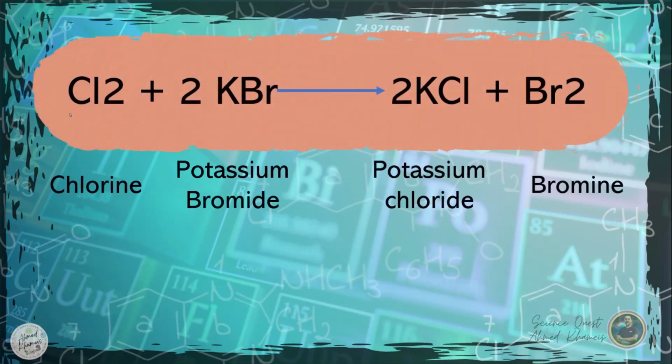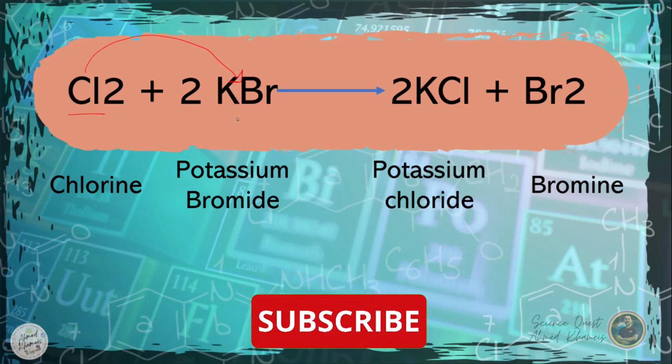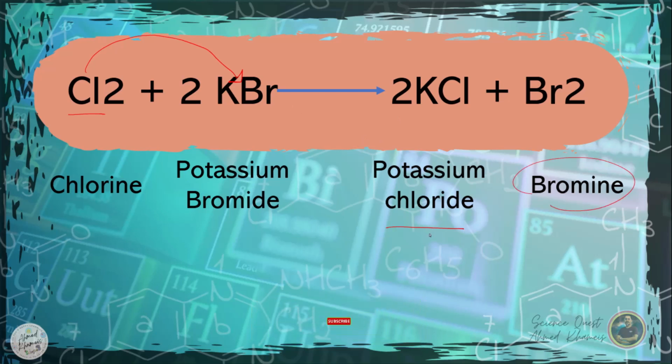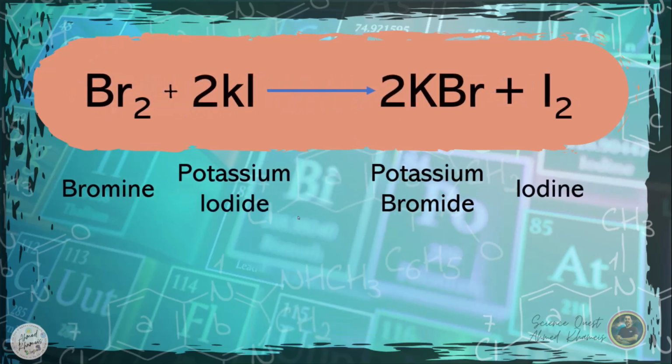So we have chlorine reacting with potassium bromide. The chlorine is more reactive than the bromine because the chlorine is above the bromine. So it replaces the bromine in the salt solution, forming potassium chloride and bromine element. Also the bromine is more reactive than iodine because the bromine is above the iodine, and that's why it replaces the iodine in its solution.